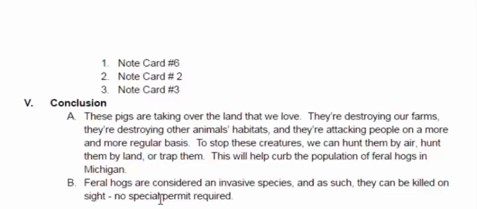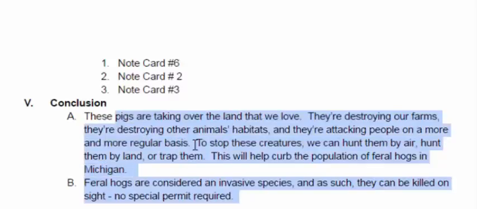So what I'm saying with my call to action is, if you see an invasive species like this, you can kill it. No questions asked. You don't need a special permit to trap it or anything like that. Now again, this should sound like a paragraph. If it doesn't yet, don't worry about it. This is still just an outline.